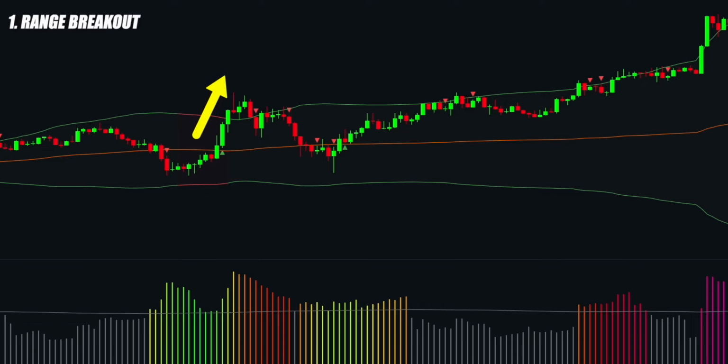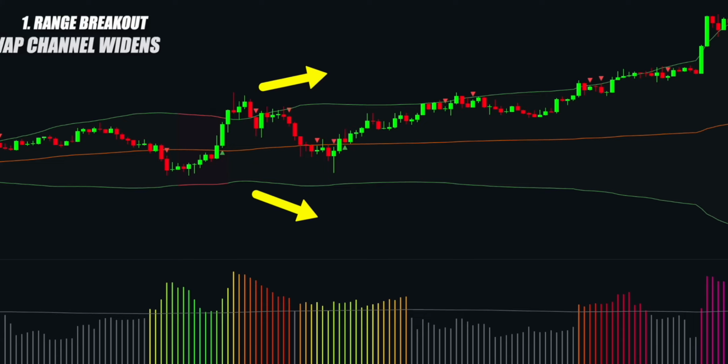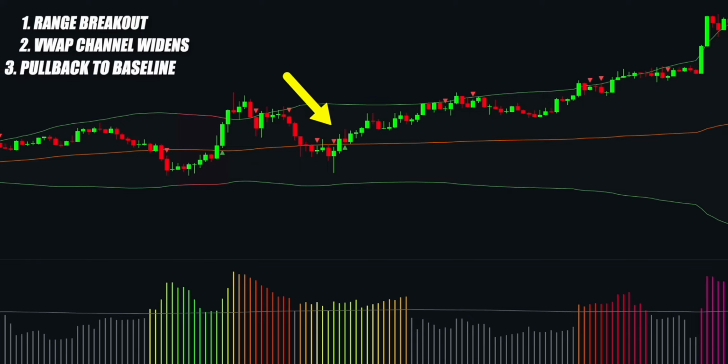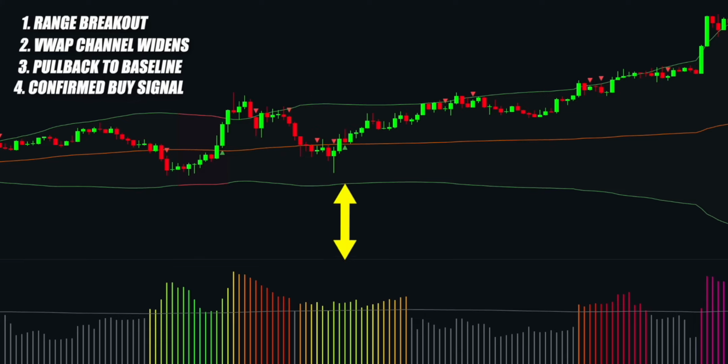First, the price must break out from the range to the upside. Second, the VWAP channel must widen. Green bands should be separating from each other. Third, the price must pull back to the baseline. Fourth, you buy the security when the indicator produces a buy signal and the signal is confirmed by high volatility.